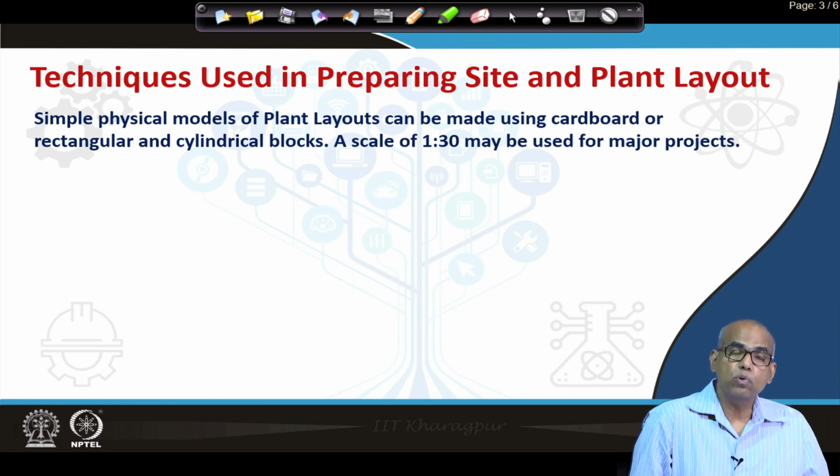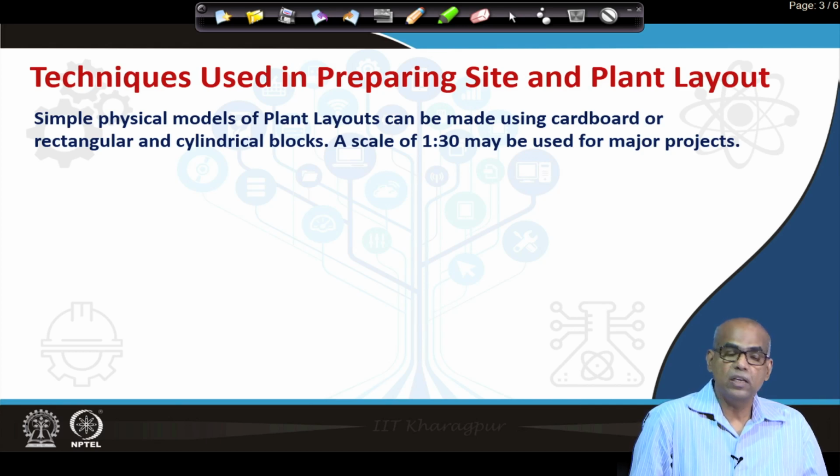What are the techniques used in preparing site and plant layout? So, you must first prepare simple models for plant layouts and site layout. Simple physical models of plant layouts can be made using cardboard or rectangular and cylindrical blocks. Typically, a scale of 1:30 may be used for large projects.